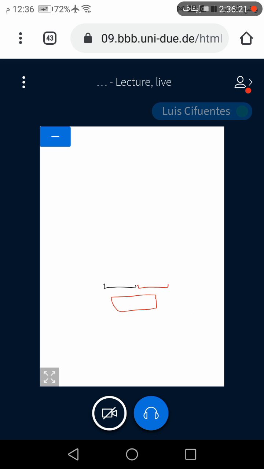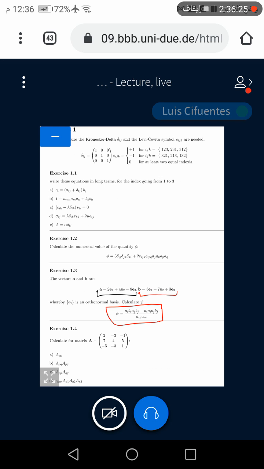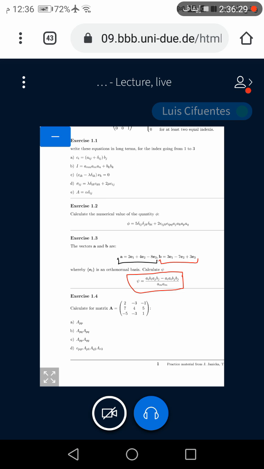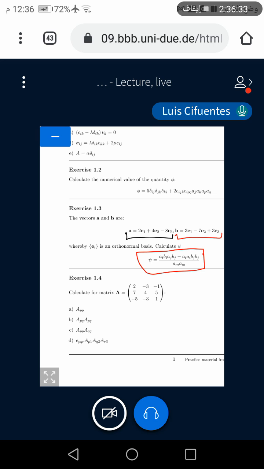So, for this exercise, we have this matrix here, and we have to calculate these 4 operations. They are quite simple.